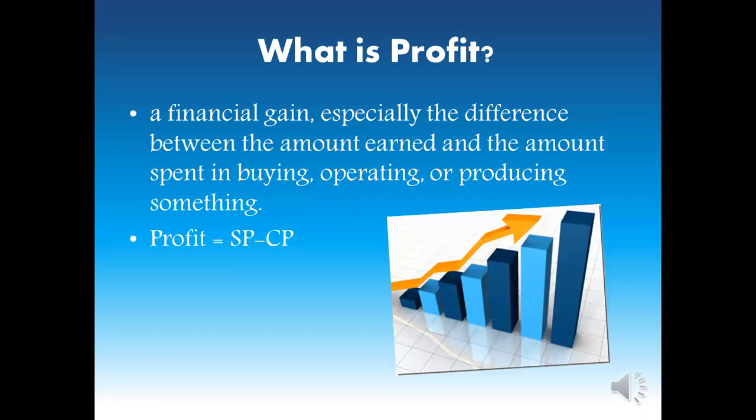What is profit? Profit is a financial gain, especially the difference between the amount earned and the amount spent in buying, operating, or producing something. The formula of profit is selling price minus cost price, which is SP minus CP.